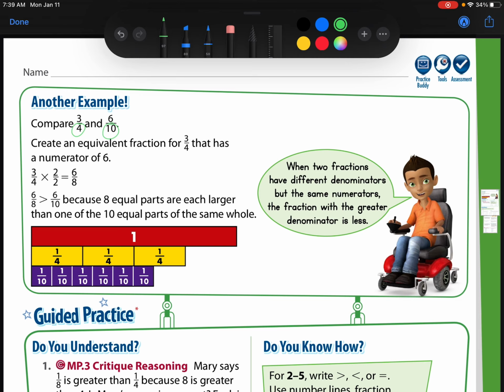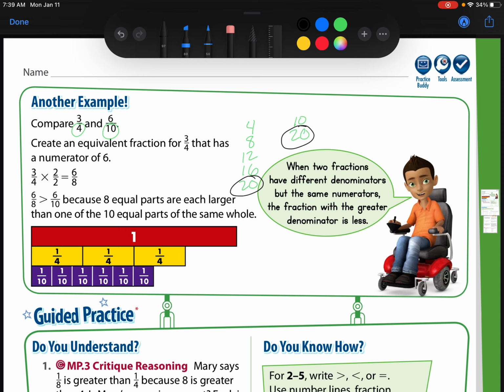Well, let's think. We need to have it so that 4 is the same as 10. So we need to make an equivalent fraction. So I need to find my least common denominator. I make my list of 4s: 4 times 1, times 2, times 3, times 4, times 5. And then I make my list of 10s: 10, 20. And look, they're the same.